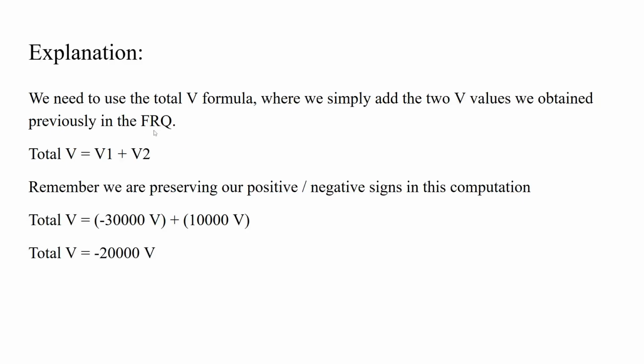So we just need to use the total V formula, where we simply add the two V values we obtained previously in the FRQ. So it's just V1 plus V2. Remember, we are preserving our positive and negative signs in this computation. So we should get negative 20,000 volts.